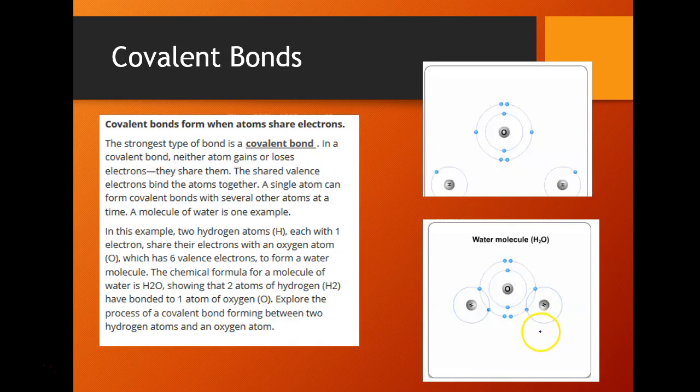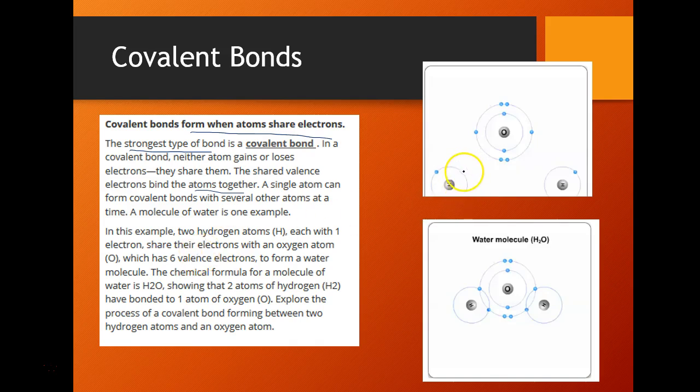The next type of bonding we're going to go over is called covalent bonds. Covalent bonds are different than ionic bonds because they form when atoms share electrons. So it's not one losing and the other one gaining, but the atoms are sharing that electron. And this is actually the strongest type of chemical bond. This shared valence electron binds the atoms together. A single atom can form covalent bonds with several other atoms at a time.